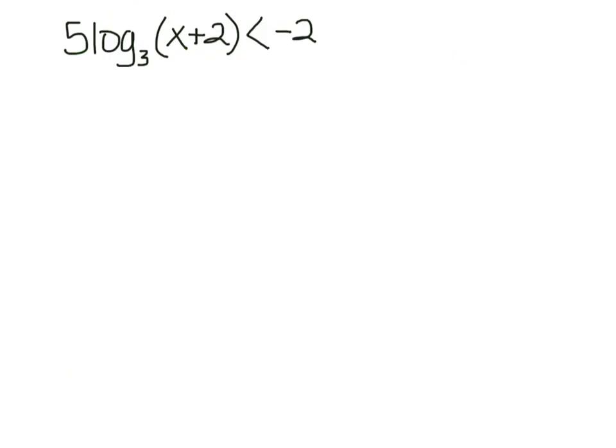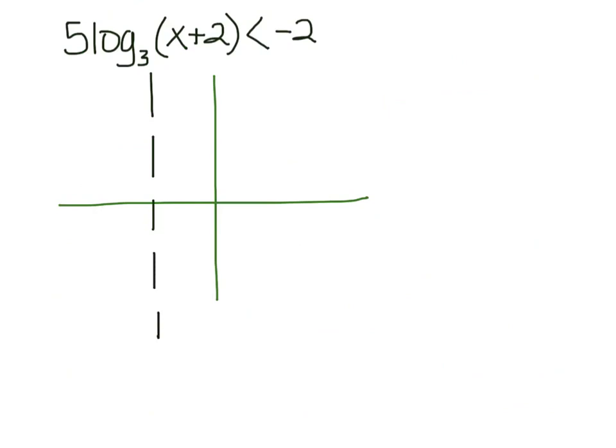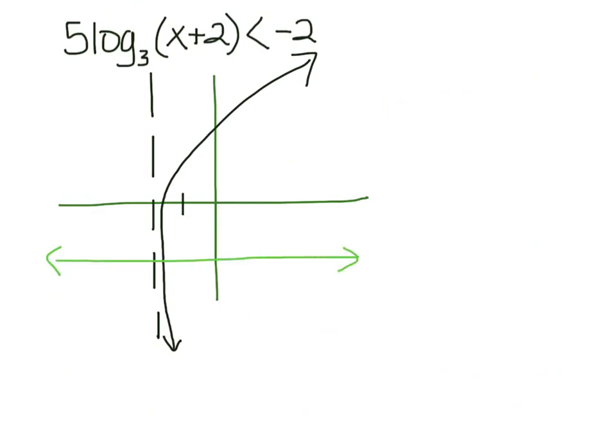Our next inequality is 5 log base 3 of x plus 2 is less than negative 2. So let's start by sketching the graph. 5 log base 3 of x plus 2, it has a vertical asymptote at x equals negative 2. Remember that? And then it's going to go like this, up like that. And then y equals negative 2 is down here.